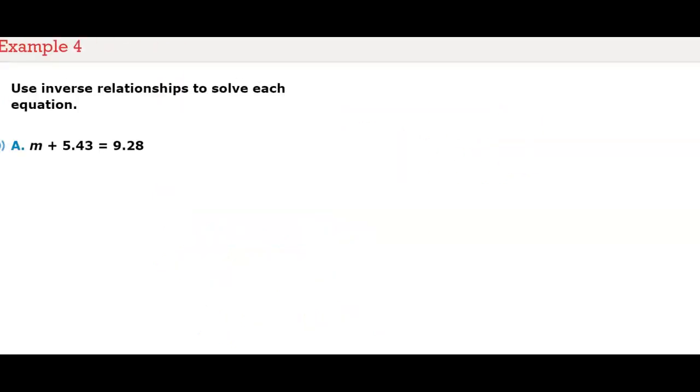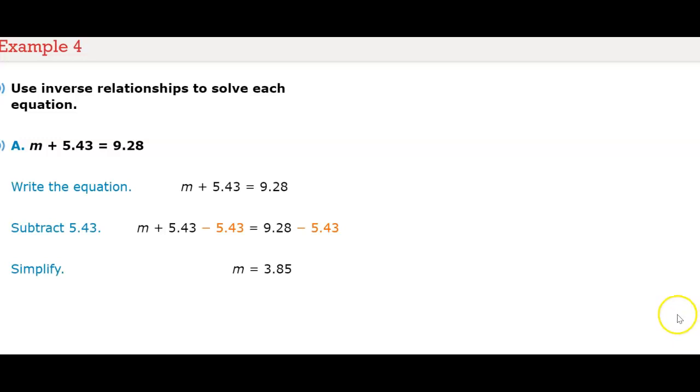Use inverse relationships to solve each equation. Part A. M plus 5 and 43/100ths equals 9 and 28/100ths. First step, write the equation over. We're adding 5 and 43/100ths. So to get the variable M by itself, we're going to subtract 5 and 43/100ths from each side, and then M is by itself now, and when you subtract, you get 3 and 85/100ths.